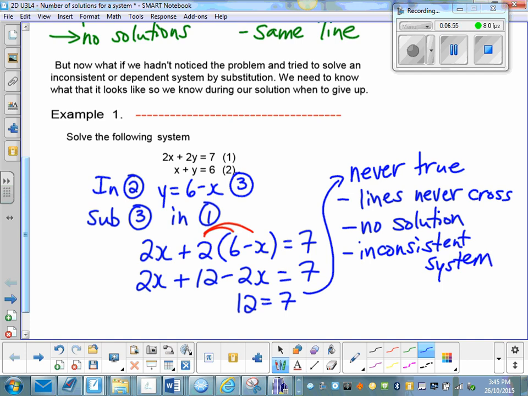So that's what happens in the equation. We end up with something at the end that's never true. So that means the lines never cross. So that is an inconsistent system.